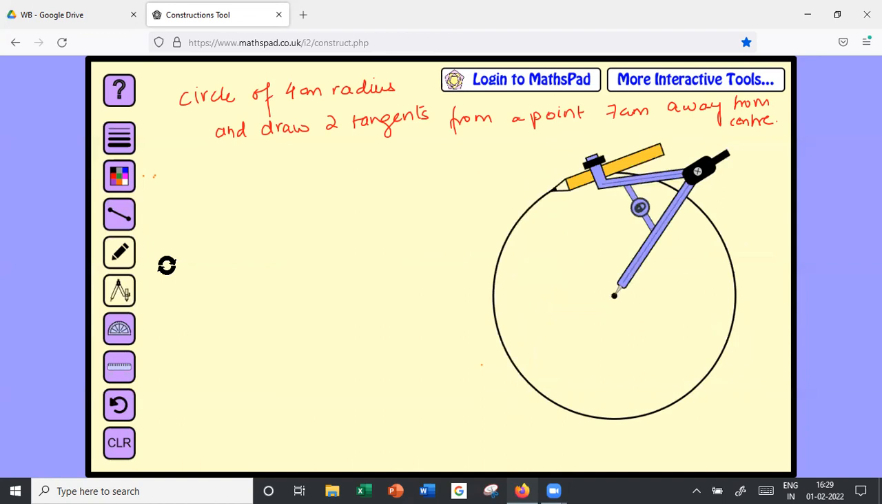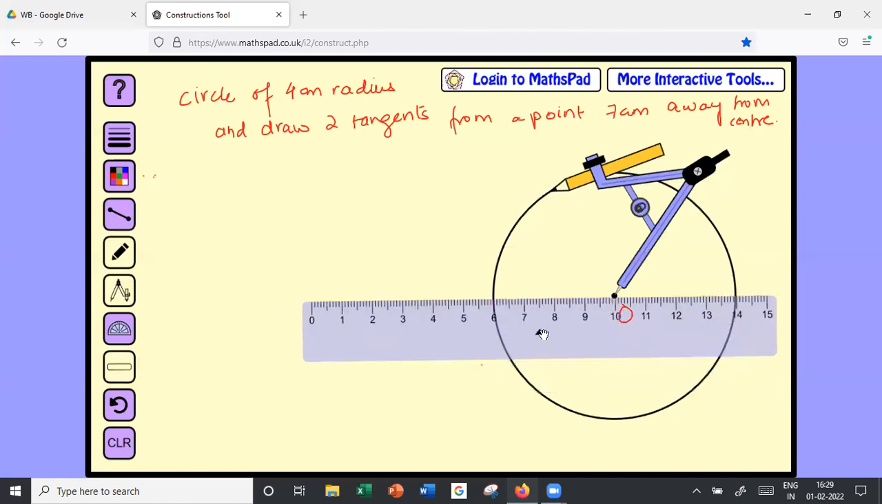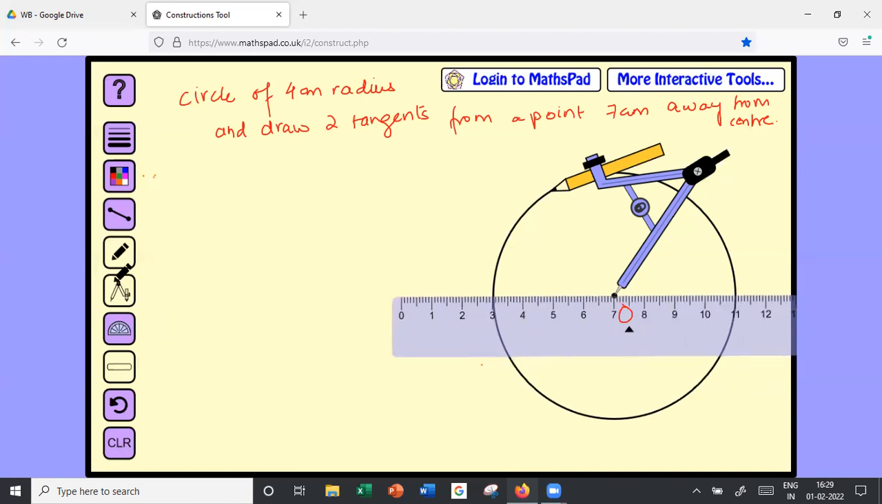Right, and let us label the center as O. Okay. Now you take your ruler and from point O, you need to measure a distance of 7 centimeters, right? So 7 centimeters away is here. And draw one line. Let us use orange.